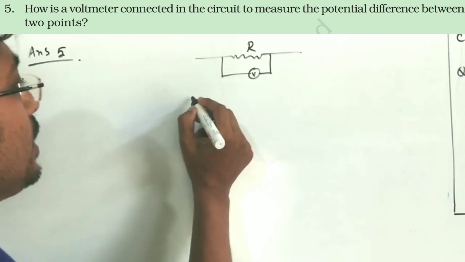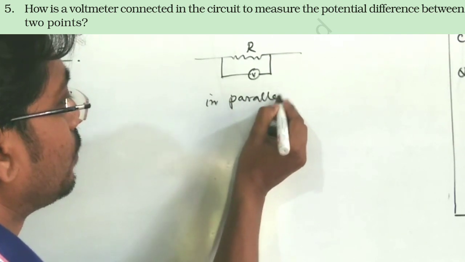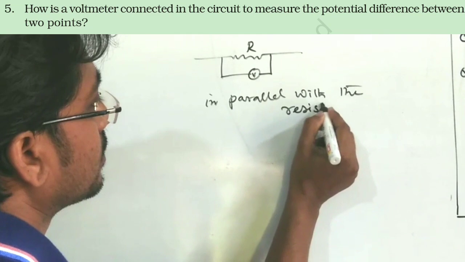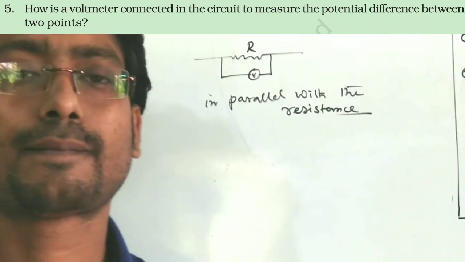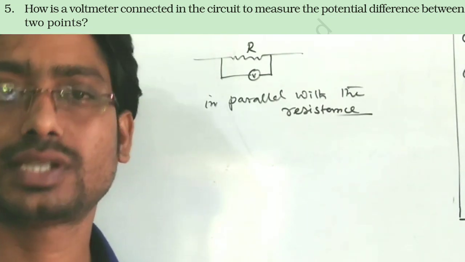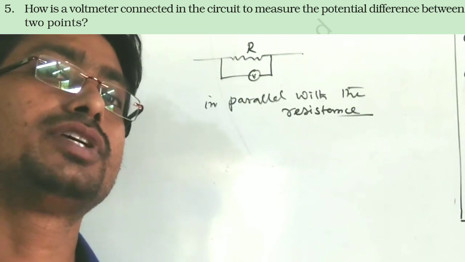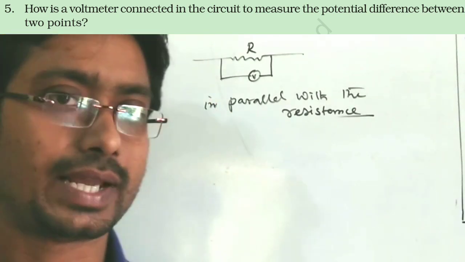So a voltmeter is connected in parallel with the resistance. If it is connected in parallel, then it should draw negligible current from the circuit, and that is our aim. It should not violate the previous conditions of the circuit. That's why it is connected in parallel.